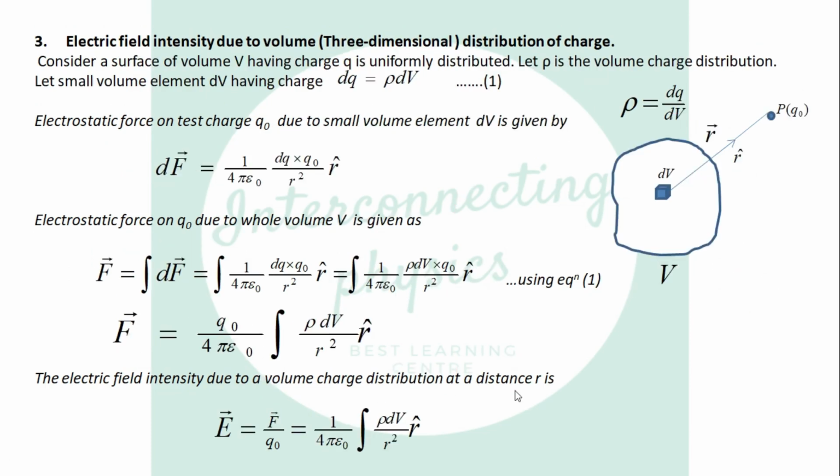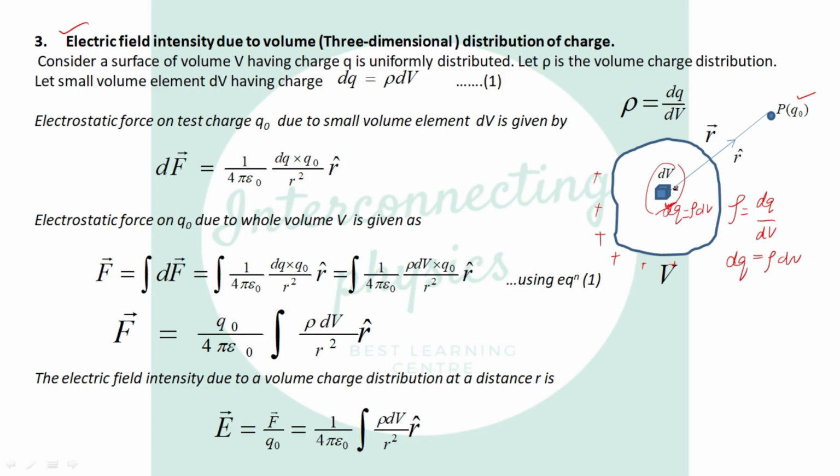Now let's have the third point, that is electric field intensity due to volume charge distribution. For this we take a three-dimensional body over which charge has been uniformly distributed, maybe positive, maybe negative, and at point P charge Q naught is present at a distance r vector from the small volume element which we have considered here. Now rho, the volume charge distribution, is charge divided by volume. So the charge on this element will be rho into dV.